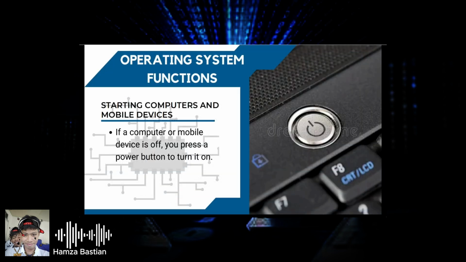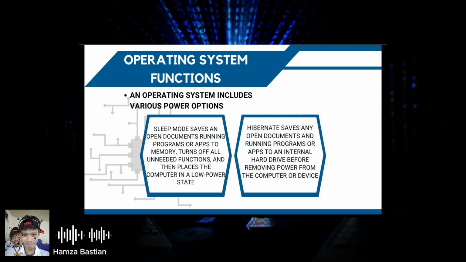Operating system functions. Starting computers and mobile devices. If a computer or mobile device is off, you press a power button to turn it on. An operating system includes various power options. First is sleep mode, which saves open documents and running programs or apps to memory, turns off all unneeded functions, and then places the computer in a low power state. Second is hibernate, which saves any open documents and running programs or apps to an internal hard drive before removing power from the computer or device.